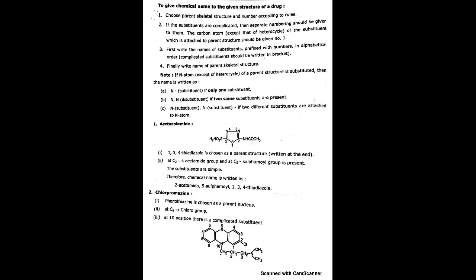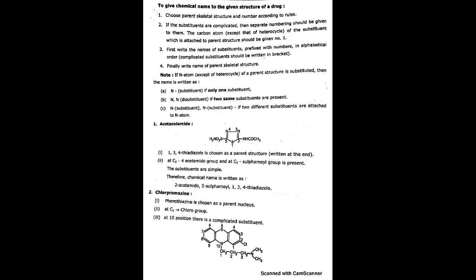Second, at the second carbon there is an acetamido group, and at the fifth carbon a sulfamoyl group is present. So these groups are basically given numbers. The group on the second carbon is the acetamido group, and the group which is substituted at the fifth carbon is sulfamoyl. The substituents are very simple.